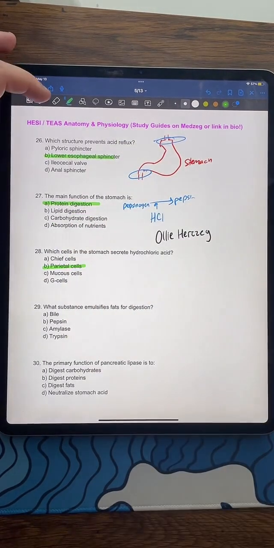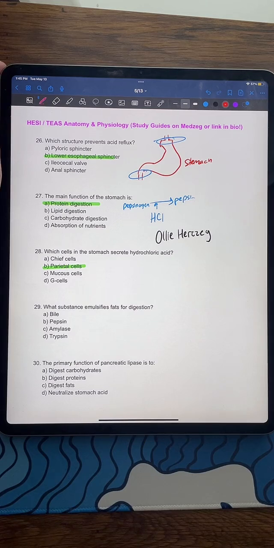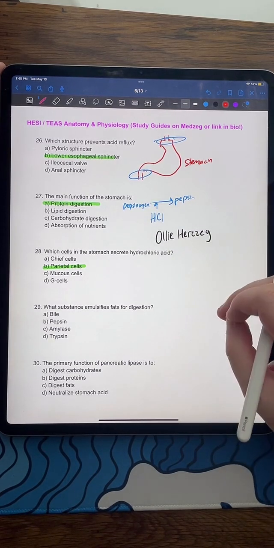And then the answer is B, the parietal cells. I just took an exam on these yesterday. These questions are on the TEAS, so these questions are just review for the TEAS. Specifically right now, we're talking about parietal cells. So parietal cells are going to secrete hydrochloric acid. Parietal cells produce hydrochloric acid, like I talked about, that helps digest food and activates pepsinogen into pepsin to digest proteins.